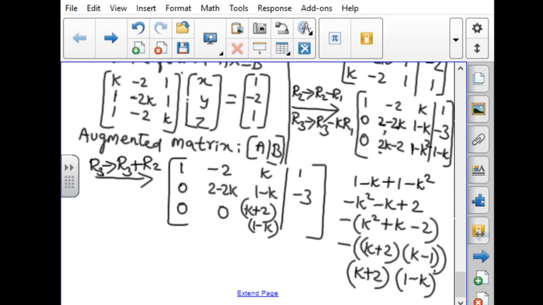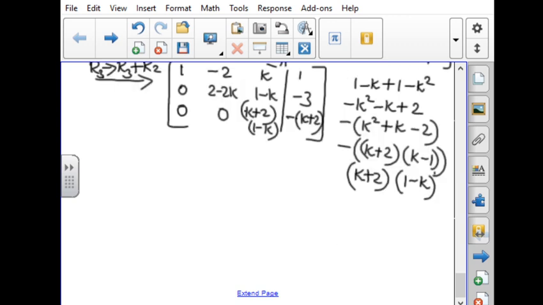Now the last one is 1 minus k, R3 plus R2. So 1 minus 3, it is minus 2 minus k. So minus can be taken outside, minus of k plus 2. Now the last matrix is in echelon form, and the rank of A comma B is 3. Now we are going to discuss the solution.